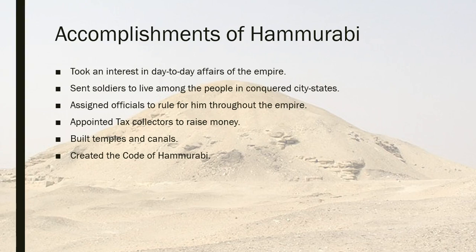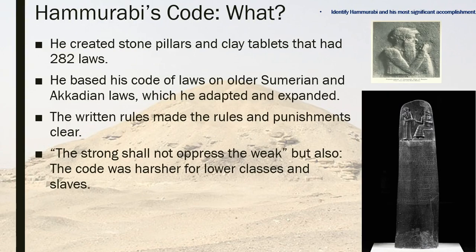But the most important thing that we get from Hammurabi is the Code of Hammurabi, which is still in use today, is still studied today, and it's still very influential in our present day lives. Now, the Code of Hammurabi was actually a collection of 282 laws, and he based his laws on old Sumerian and Akkadian laws, but he just tweaked them a little bit. And in these laws, he made it very clear what the rules were and what the punishment was if you did not follow the rules.